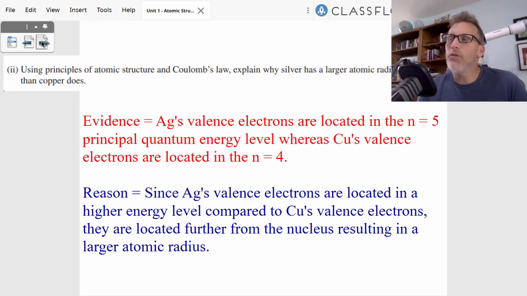So here we want to do claim, evidence, reason. Now they already gave us the claim. The claim was silver has a larger atomic radius than copper. Then we go to evidence. What's our evidence? This is a vertical trend. So silver's valence electrons are located in the n equals 5 principal quantum energy level, where copper's valence electrons are located in the n equals 4. That's the evidence. Now you have to explain what that evidence means, that reason. The reason is since silver, Ag's valence electrons are located in a higher energy level compared to copper's valence electrons, they're located further from the nucleus, which results in a larger atomic radius.